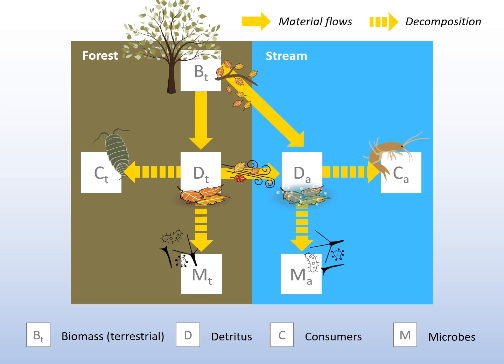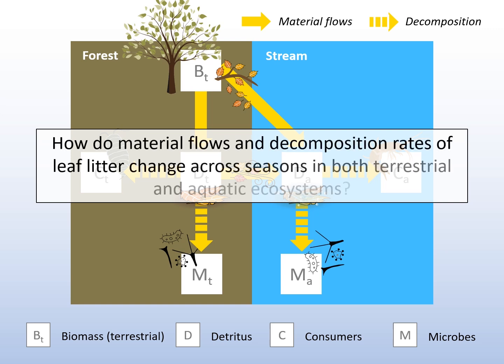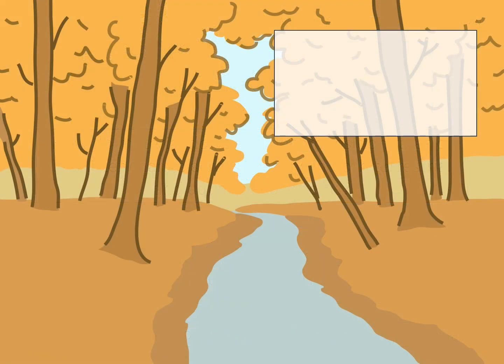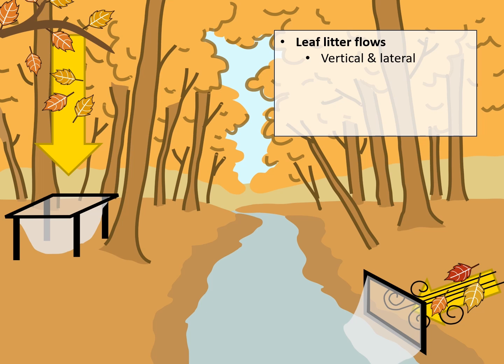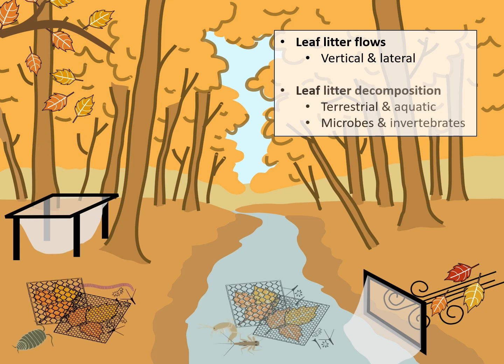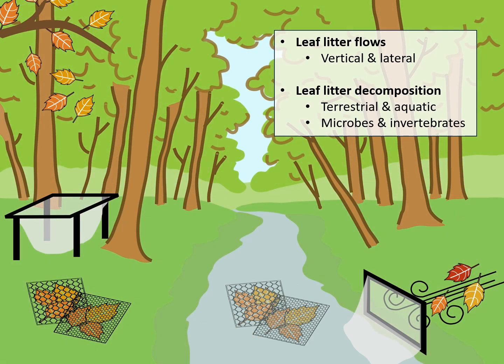The research question we wanted to answer was, how do material flows and decomposition rates of leaf litter change across seasons in both terrestrial and aquatic ecosystems? To answer this question, we used leaf litter traps and decomposition assays. We measured material flows using vertical traps and lateral traps. We measured decomposition rates using successive litter bag assays. We measured both leaf litter flows and leaf litter decomposition across the whole year.